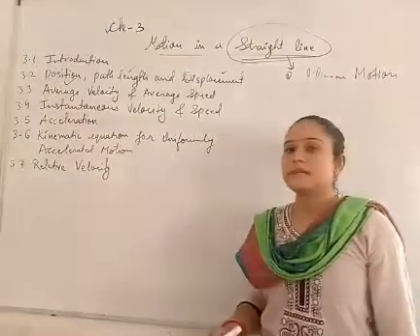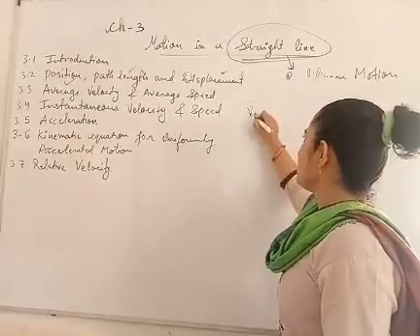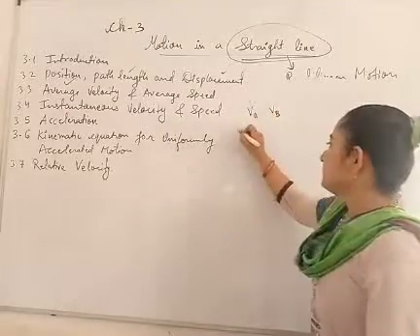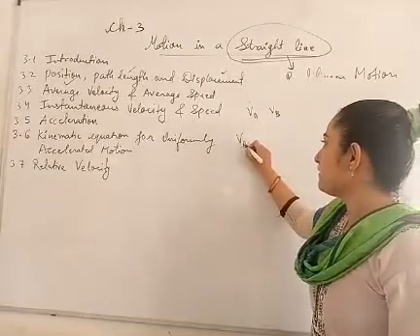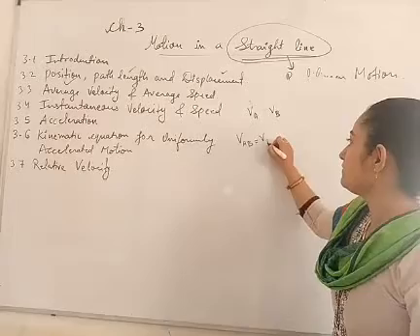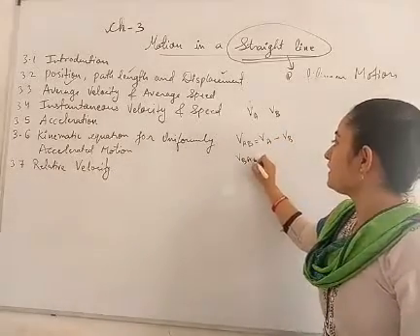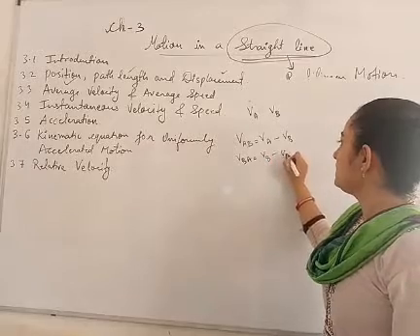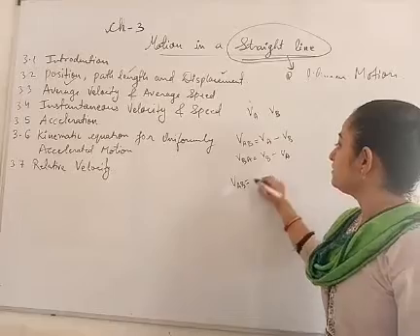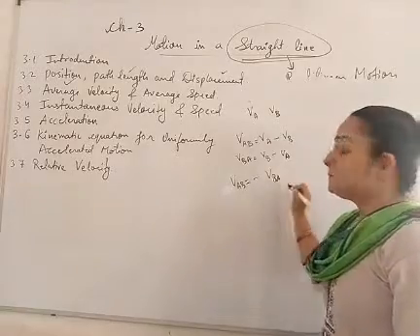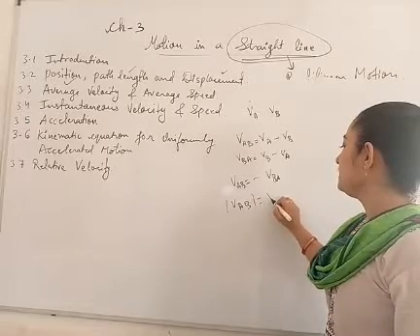Now the next topic, 3.7, relative velocity. Say for example velocity of A and velocity of B. If we want to find the relative velocity of A with respect to B, that will be equal to VA minus VB. Velocity of B with respect to A equals VB minus VA. So from here you come to know that VAB equals minus VBA, but the magnitude of this relative velocity will be equal.